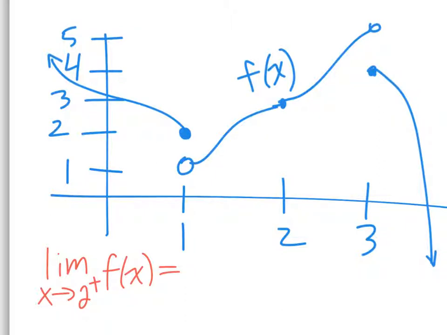All right, the answer is 3. So going to 2 from the positive side, we're going to 3. All right? Okay, next. Let's try this. Limit as x goes to 3.